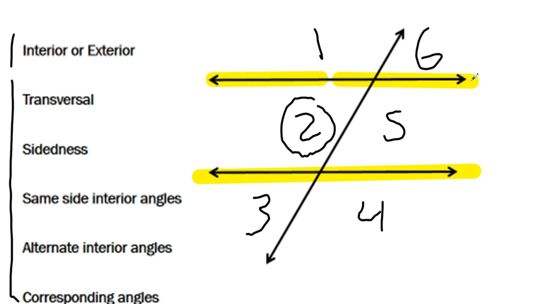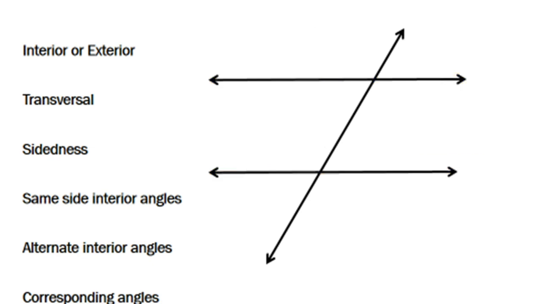So what's another angle on here that's also an interior or an inside angle? I hope you answer 5. 5 here is in between those two lines. What about 1? Is 1 an interior angle or an exterior angle? It's not in between the lines. What's on the outside? Same with 6, same with 3, same with 4. Okay, that's a good start. Let's add to that a little bit.